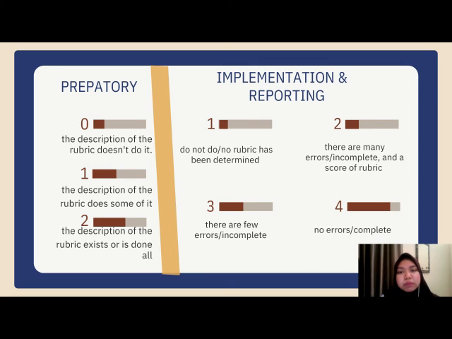For implementation and reporting, we can see here there are 4 levels. Score 1 means that it is not done or no rubric has been determined. Score 2 is there are many errors or it is incomplete in the rubric. And for score 3, there are few errors or incompleteness in the rubric. And a score of 4 means that there are no errors and it is complete in the rubric.